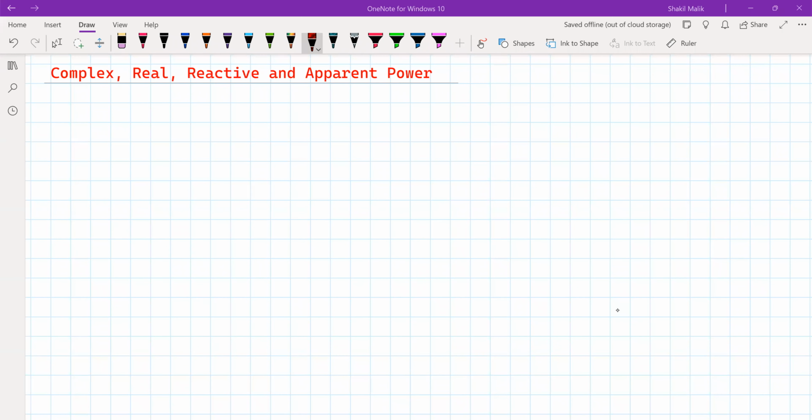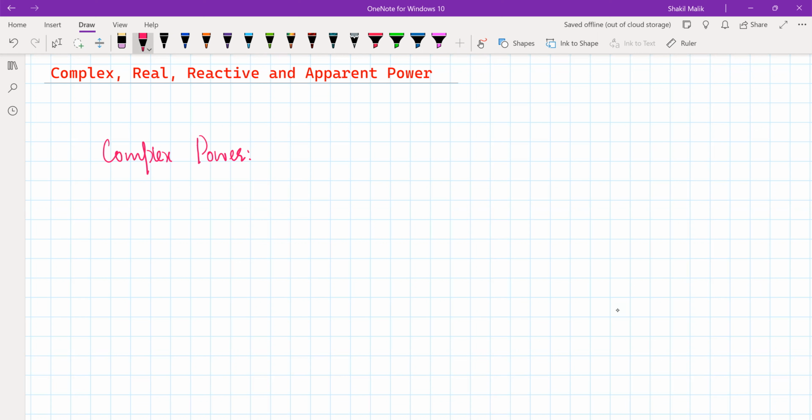Welcome. In this session, we'll learn how to define complex, real, reactive, and apparent power of an element. So let's start with the definition of a complex power. How do we define complex power of an element?